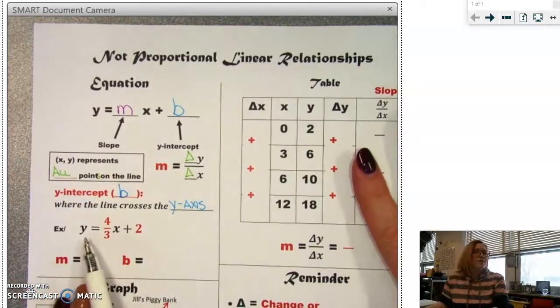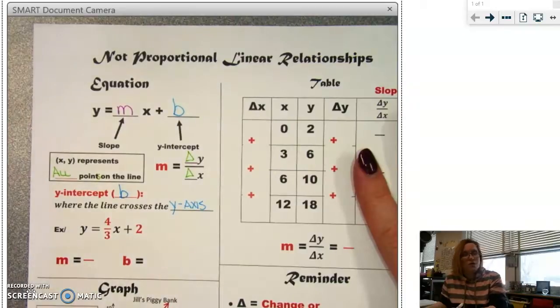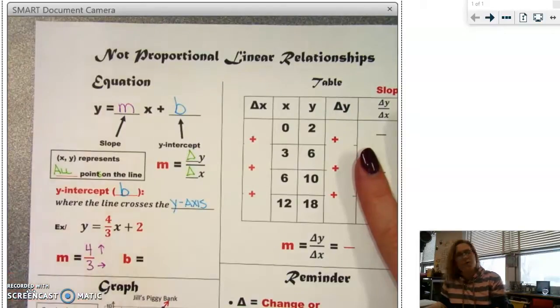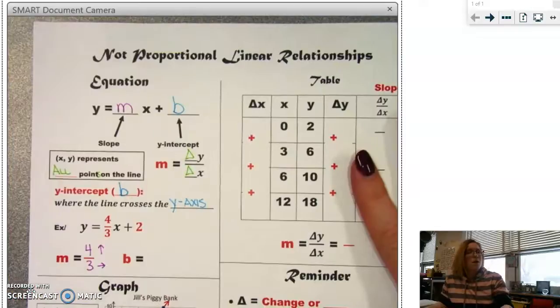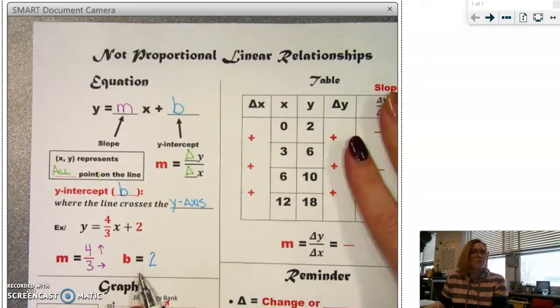So here's our example of an equation. Y equals 4/3 x plus 2. Our slope is 4/3. So that means we go up 4 and we go over 3. And our y-intercept is 2, which means we're going to be starting on the y-axis. We're going to go up to the 2 on the y-axis and put our first point there.